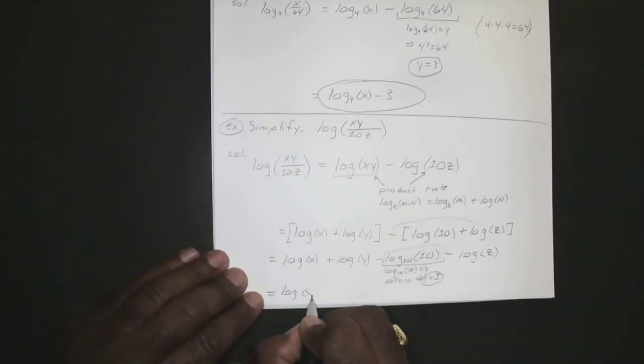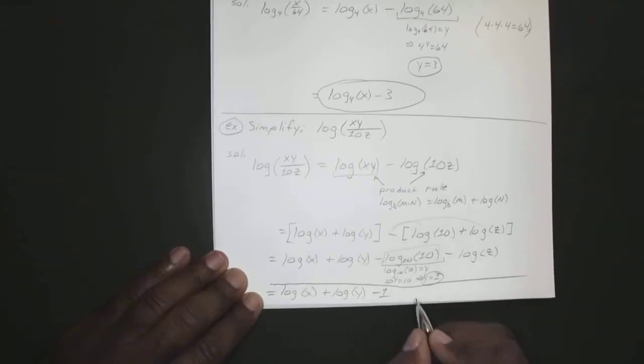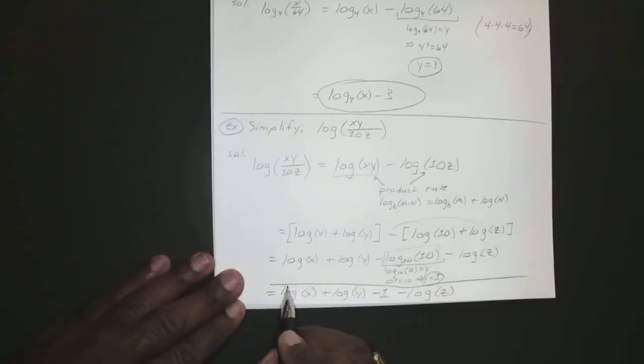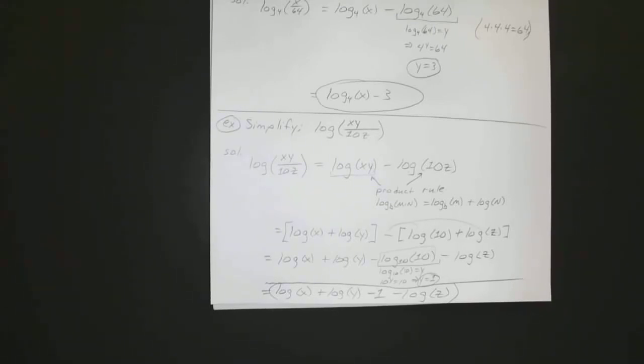So you have log of x plus log of y. Separate that. Minus 1 minus log of z, okay, which is actually your final answer. All right, so any questions on this one? All right.